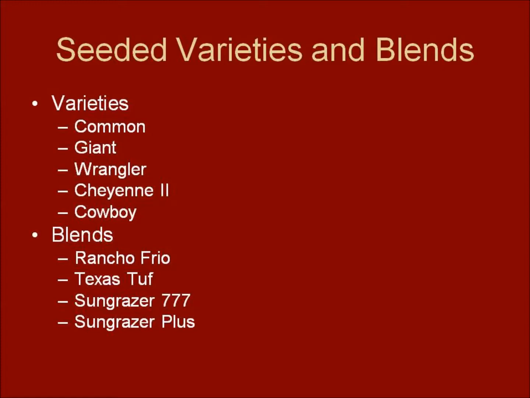Again, it is mainly based upon what your intentions are for your property. If you're going to be grazing cattle, then the Cheyenne 2 or the Cowboy may be a better choice for you, or a blend that contains those. Also for hay, if you have horses, then common might be the best choice for you, because horses can bite that grass off right at the soil surface, and common has some characteristics that don't allow those horses to pull up all the plants.